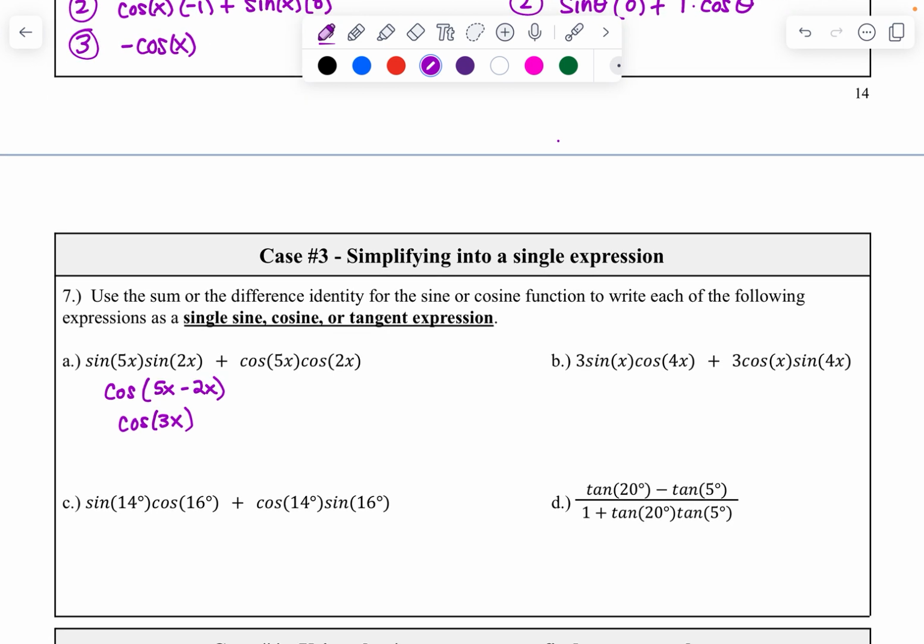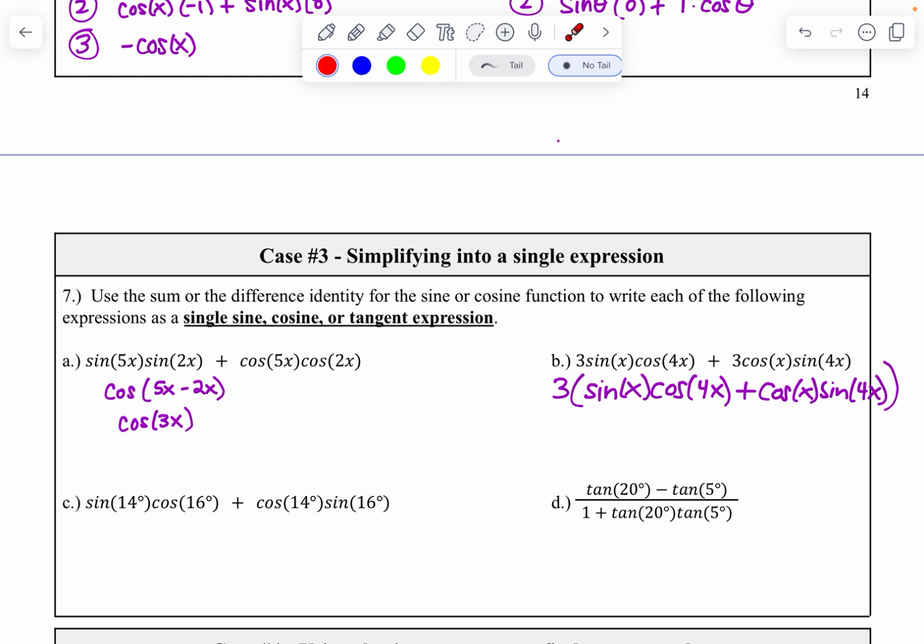All right, so letter B, since we have the 3 there, we need to factor that out. That's a GCF we can take to the outside because that's not a part of our sum or difference formula. So we'll just divide that 3 out to the front. And now if I look at what I have left in here, we've got the sine of x, cosine of 4x, cosine of x, sine of 4x, which means this is the sine sum. And because that's a plus, we know it's a sum. So it'll be 3 times the sine of x plus 4x, which would be 5x. So it's 3 times the sine of 5x.